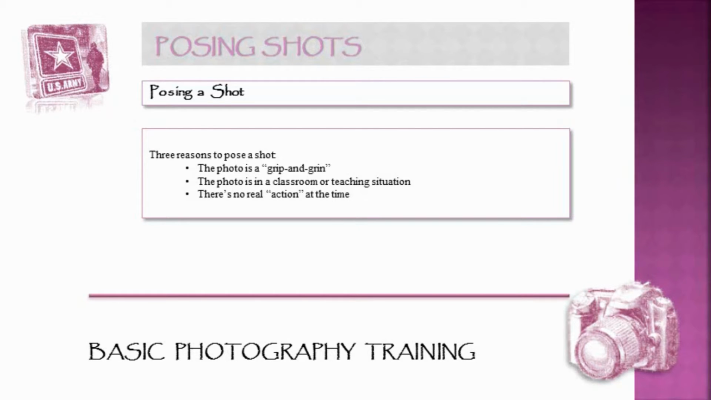When you pose a shot, you control the action in it by instructing the subjects what they need to do, such as point at a chart, look at the camera, or talk to each other. Since many people are not comfortable posing, take several shots of the same pose until you get one where the subject looks natural. 3 reasons to pose a shot are: the photo is a grip and grin, i.e. someone receives an award; the photo is in a classroom or teaching situation; or there's no real action at the time. Let's look at some examples.